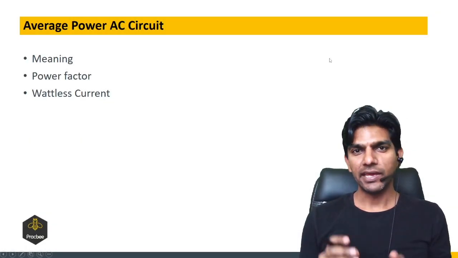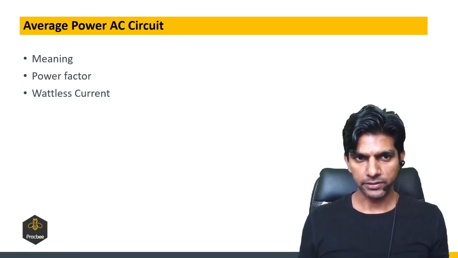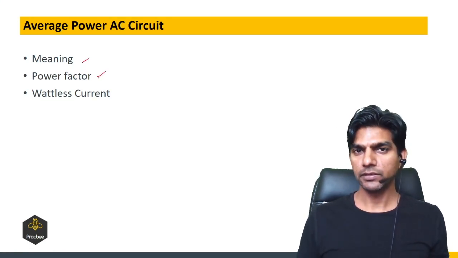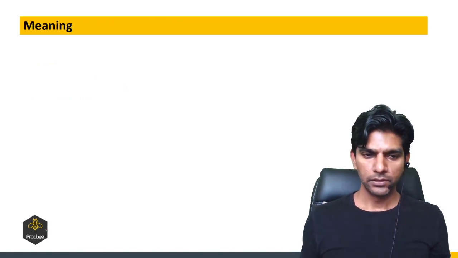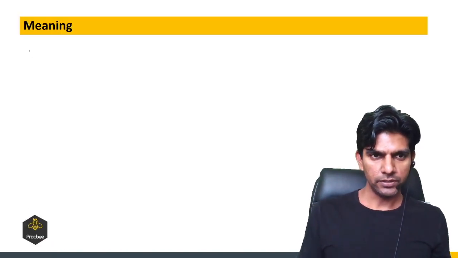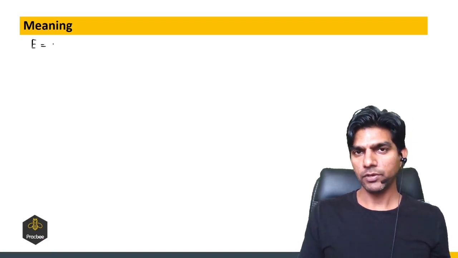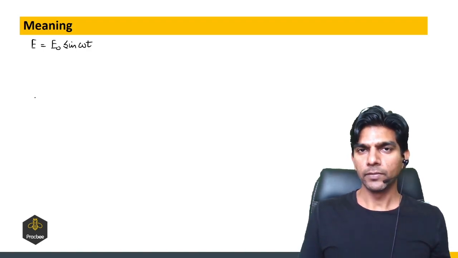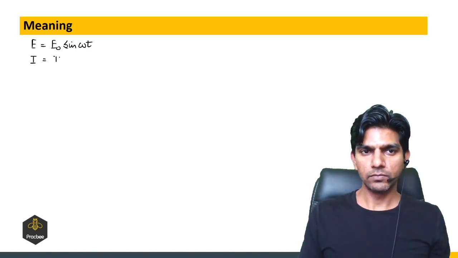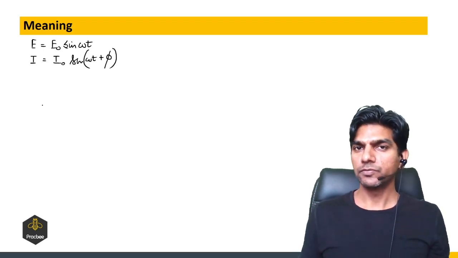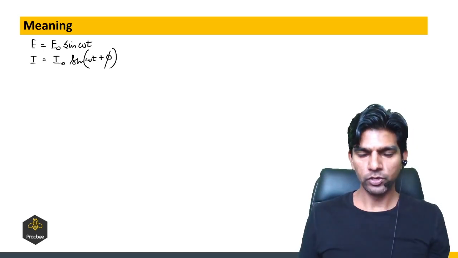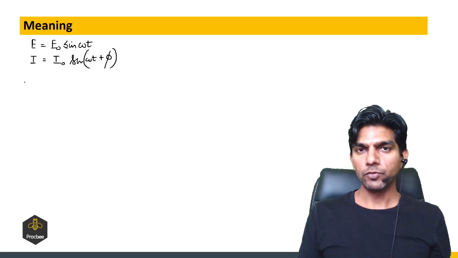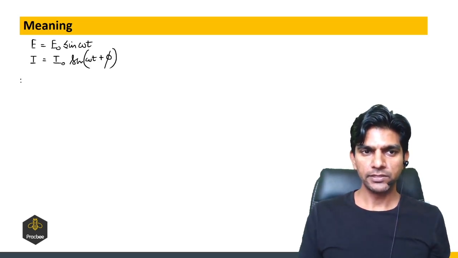Right. So now let us see what is the average power dissipation in an AC circuit. First we'll see the meaning, and then the concept of power factor and the wattless current. Now let us see. Suppose we have given E, the EMF of an AC source, E naught sine omega t. And let us say the current in the circuit is I naught sine(omega t plus phi), where phi is the phase difference between the voltage and the current. If I want to find the instantaneous power, it will be given by the product of E and I.